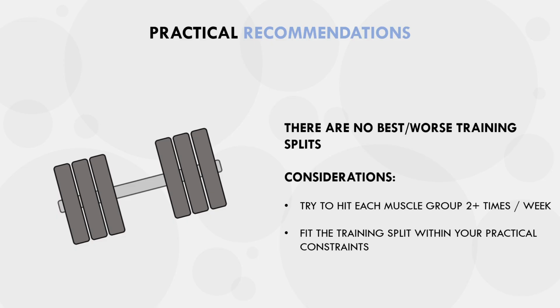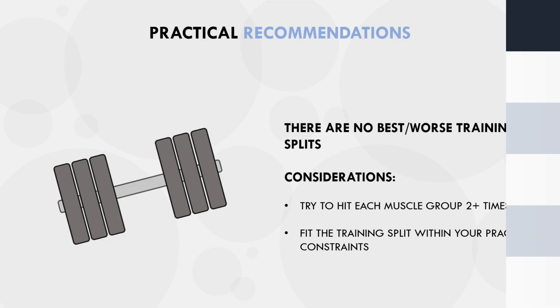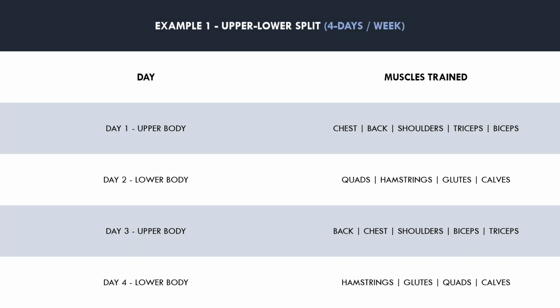So taking this information, let's go through 2 example training splits to provide a practical demonstration. First, let's say this trainee can lift 4 times per week and doesn't have any muscle groups they want to emphasize over others. So here we have implemented an upper-lower training split 4 times per week. As we can see, we have also changed the order of which muscles are trained in each session to slightly prioritize different muscles each session.